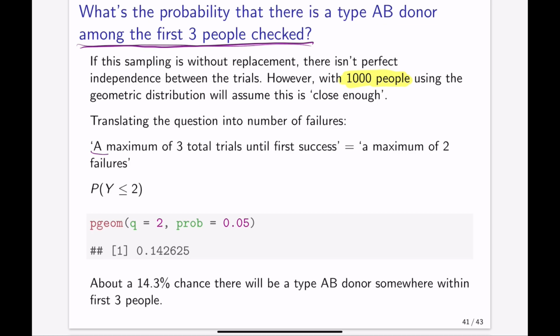So the probability that we get the first donor among the first 3 people is the same thing as saying we need a maximum of 3 total trials, which means that we need a maximum of 2 failures. So 2 is going to be what we put into our pgeom function, because again, we're using a maximum, not exactly equal to. We're going to be finding about 0.142 as our answer, which we could say is about a 14.3% chance that this event will happen.